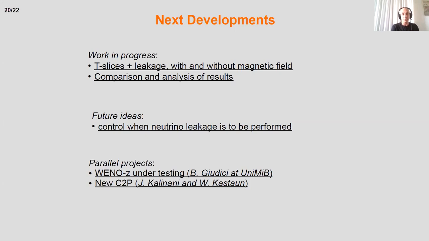And we would like also to control when the neutrino leakage is to be performed, because we notice that performing the neutrino leakage may add several operations to the software. So basically it gets slower. And we want to avoid any possible slowing in the program execution, and we also want to avoid possible spurious oscillations from neutrinos.